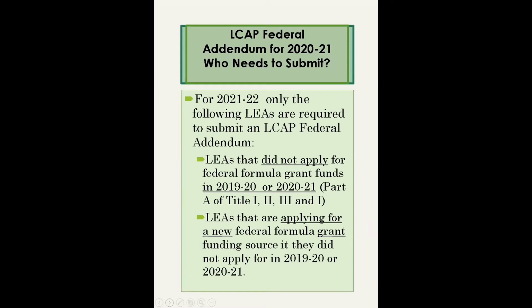The other LEAs, and this could be districts or charter schools, are those of you that might be applying for new federal formula grant funding. So if you maybe applied for Title I and II before, but you never got Title III or Title IV, then you're going to have to complete an addendum for those sections of it. This applied to a lot of districts when we started getting an influx of federal funds. A lot of districts that previously didn't apply for Title I found that that was triggering other funding. So they started applying, but they weren't able to get it until they had that addendum completed. So those are the only two types of LEAs that would need to submit it.